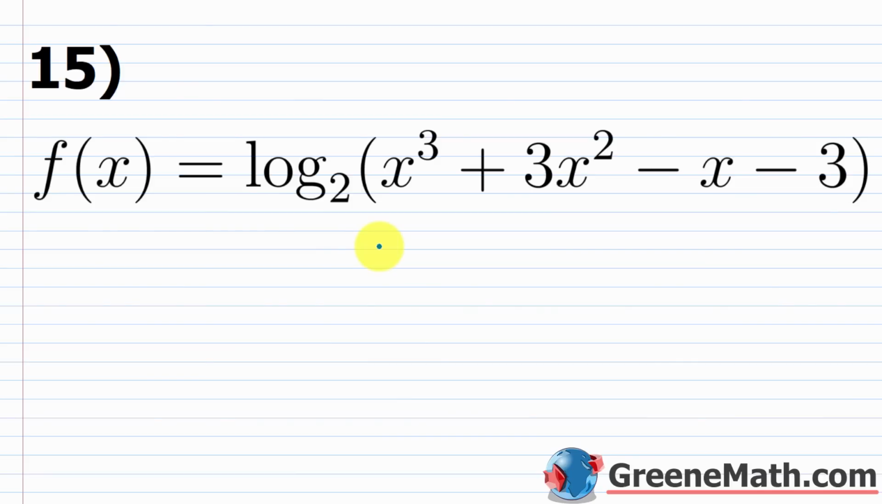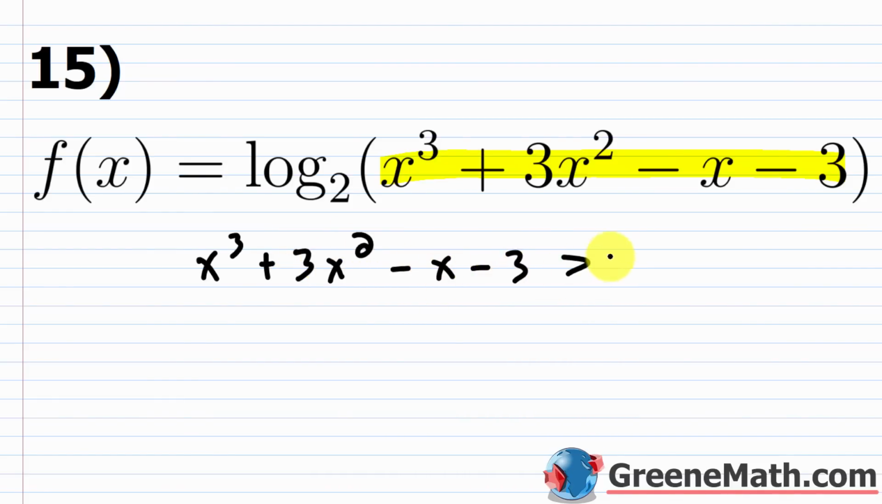Okay, for problem 15, now we have f of x equals log base 2 of x cubed plus 3x squared minus x and then minus 3. Okay, so thinking about this guy again, you want your argument here, which is this guy right here, to be positive. So it can't be 0 and it can't be negative. So we'll set up x cubed plus 3x squared minus x minus 3. We want to know where is this greater than 0.